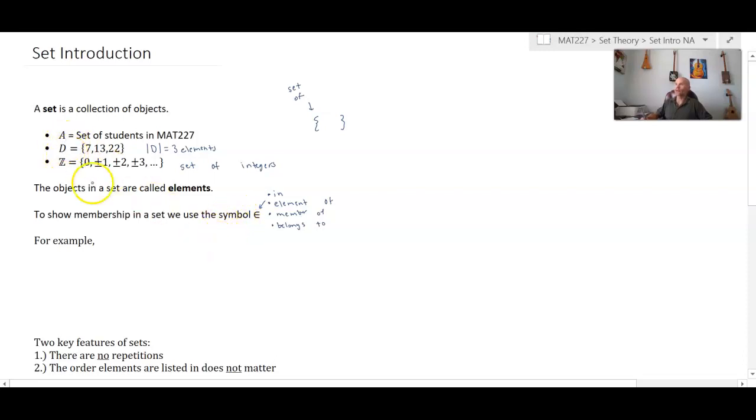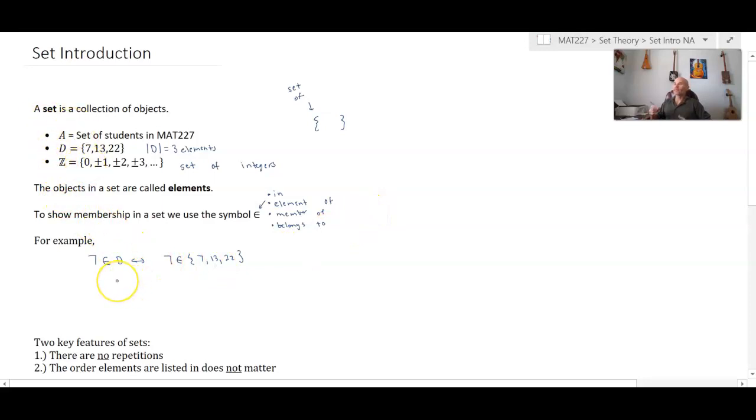So for instance, if I reference set D, it is true that 7 is a member of set D. Now I could also write it another way. Instead of writing the letter D, I could say 7 is an element of the set containing the elements 7, 13, and 22. So if we were at a fitness club and the person at the front desk was checking us in, they would look up to see, are we members of that set? The set being the collection of members of that gym.